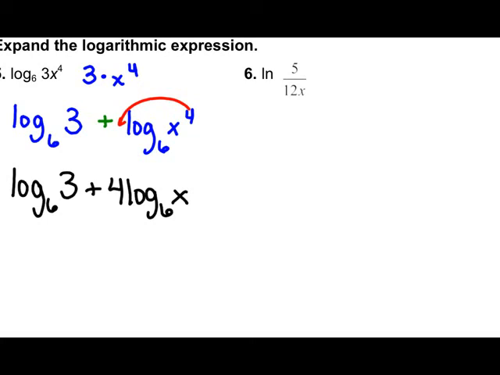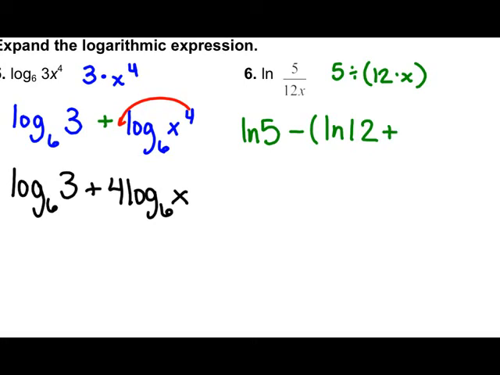Okay, let's try one more here. Natural log of 5 divided by 12x. So 5 divided by basically 12 times x in the denominator. That means it's natural log 5. And then we have division, which becomes subtraction. Then I have parentheses. I have 12 times x, so that means natural log of 12. Multiplication becomes addition, natural log of x.